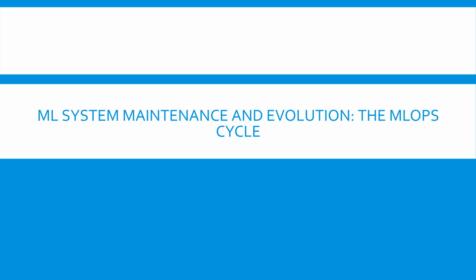Welcome. In this video, we will explore the critical process of maintaining and evolving machine learning, or ML, systems once they are deployed into the real world. This process, often referred to as MLOps, is what keeps intelligent applications accurate and reliable over time.